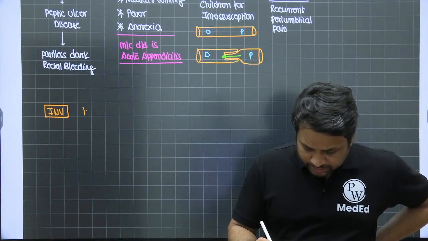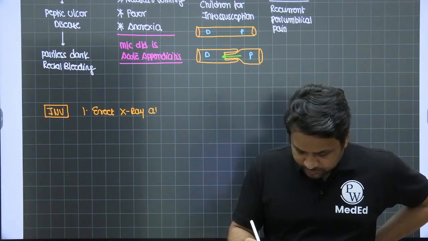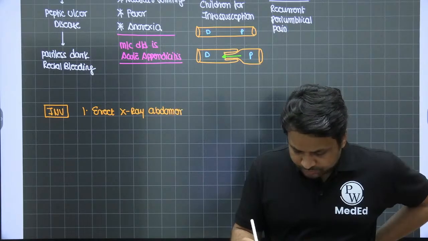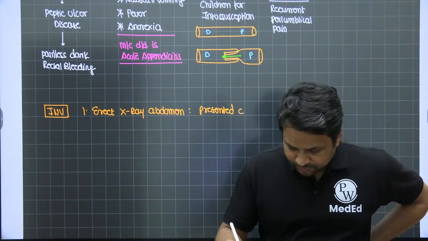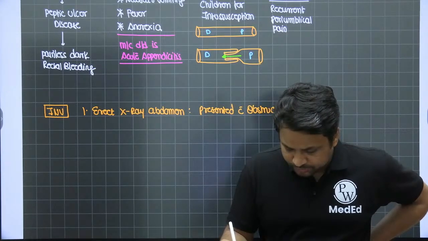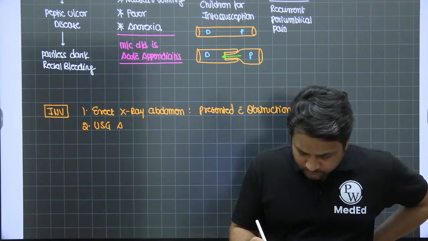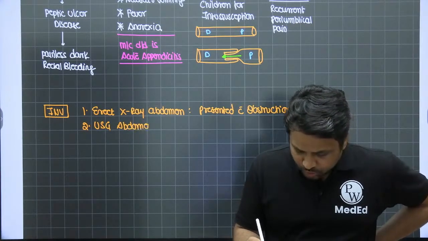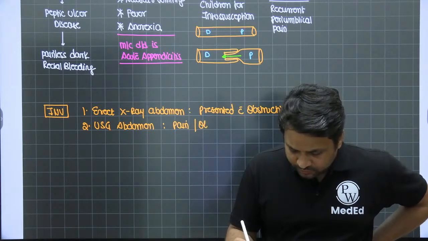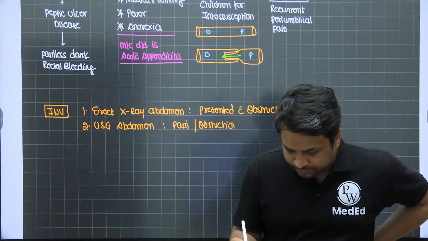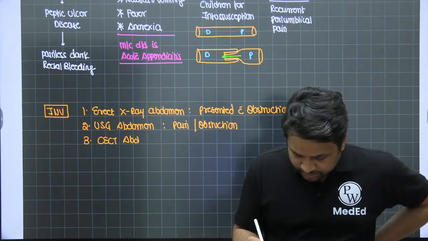You can do an erect X-ray abdomen if the patient presents with features of obstruction. You can also do ultrasound of the abdomen, USG abdomen, if the patient presents to you with pain or features of obstruction. You can also do a CT abdomen for recurrent abdominal pain.